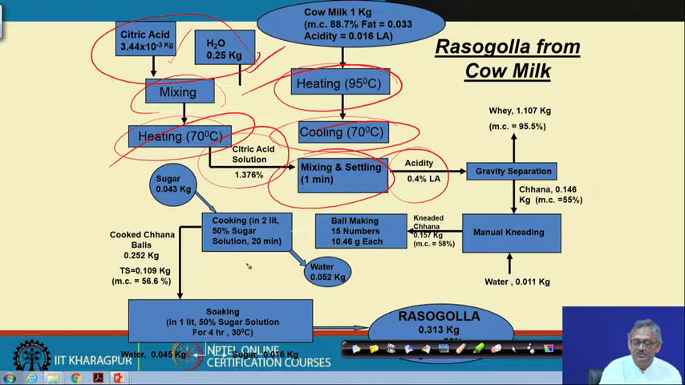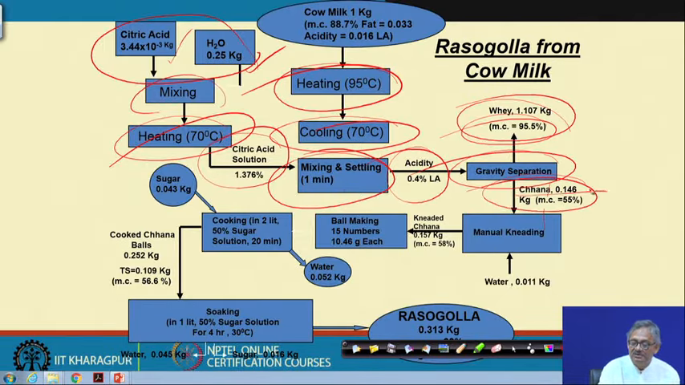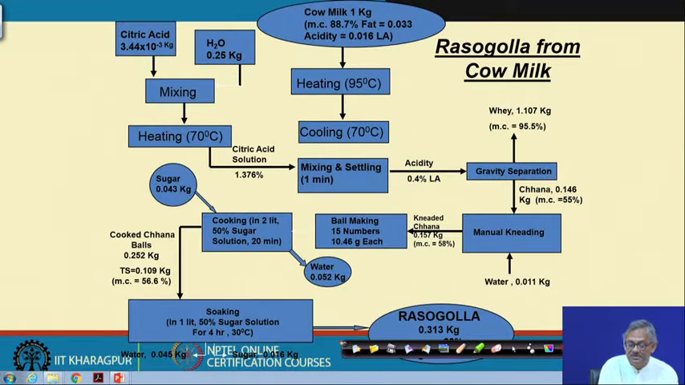Acidity level is 0.14%, and you get the whey of 1.107 kg with a moisture of 95.5%. This is done through gravity separation, and after separation you get the chana. Chana is 0.146 kg, and moisture content is 55%, right. Then you get the base, that is the chana, and this is kneaded.